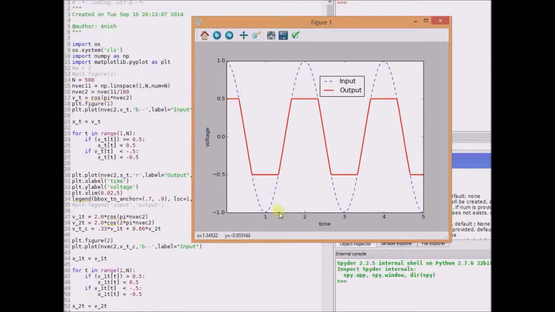So clearly the blue dotted line is the input, that is basically a cosine signal, and then this is the output of the zener diode, which is basically like a clipper, that is it basically removes any output whose absolute value is greater than 0.5 and restricts the output to the value of 0.5 or minus 0.5 depending on the sign of the input. So this is the input and output plot for the given system.